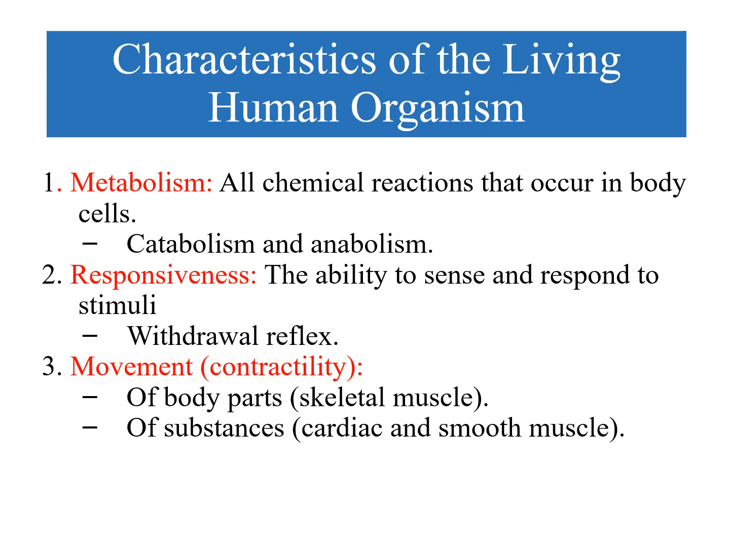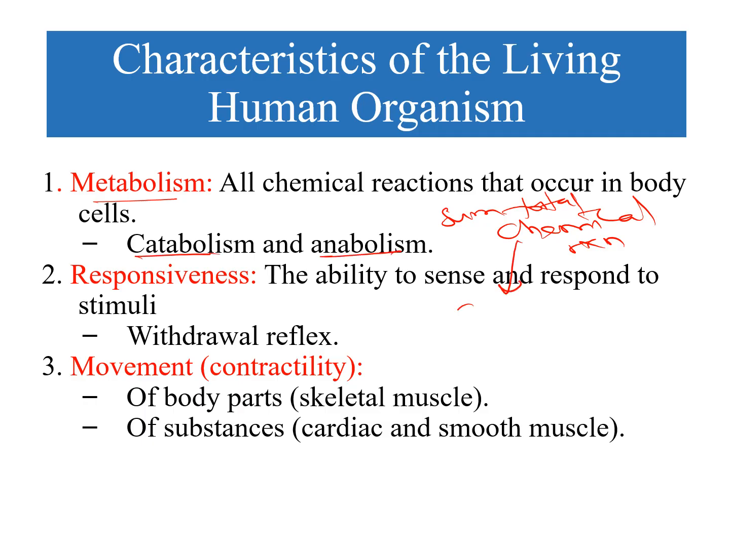We can now look at metabolism. Metabolism is simply defined as all the chemical reactions that occur in the body cells. So we're talking about the sum total of chemical reactions that occur in the body cells. And these reactions have two phases, catabolism and anabolism.